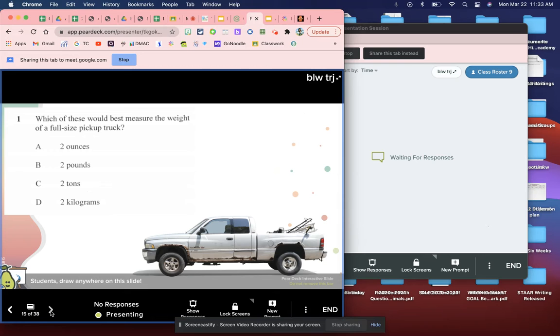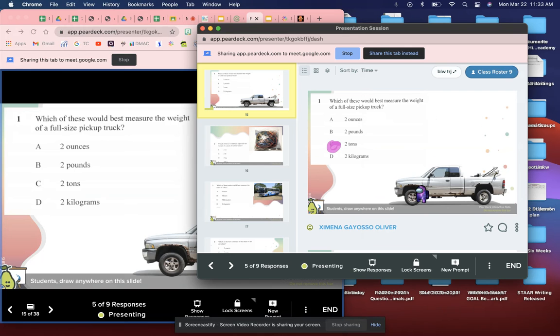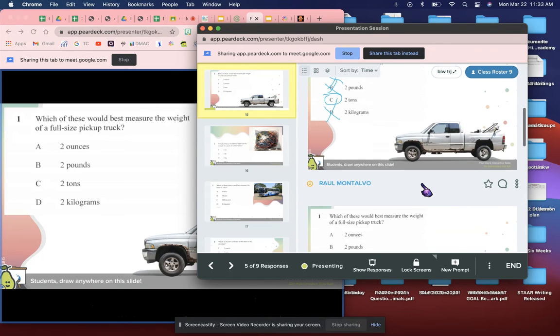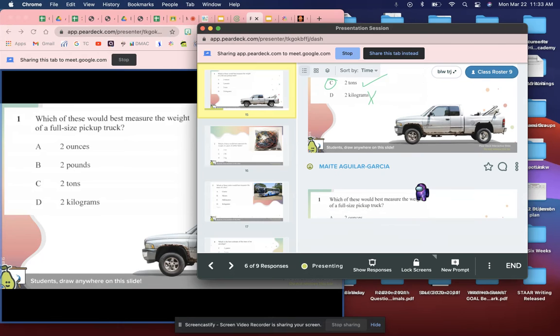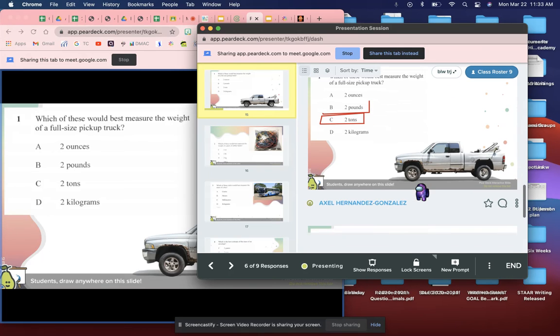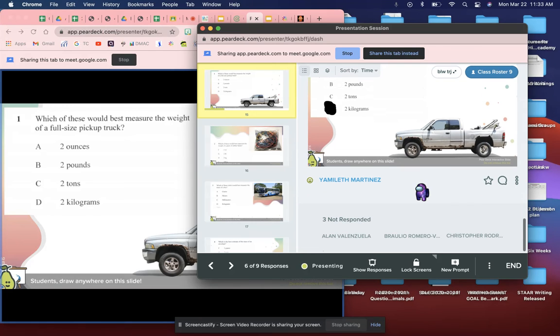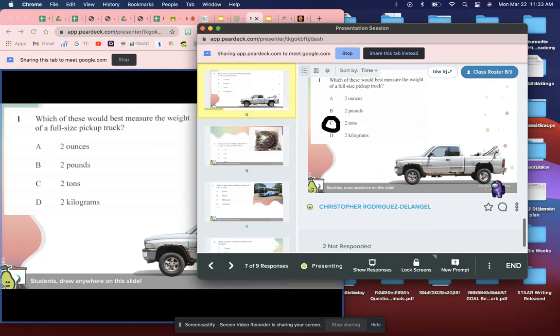What about the measure of the weight of a full-size pickup truck? What would be the weight? 2 ounces? 2 pounds? 2 tons? Or 2 kilograms? Good job, Jimena. Good job, Raul. Good job, Maite. John Alfaro. Good job, Axen. Very good, Hasmin. Jamilet. Be careful. Good job, Christopher.